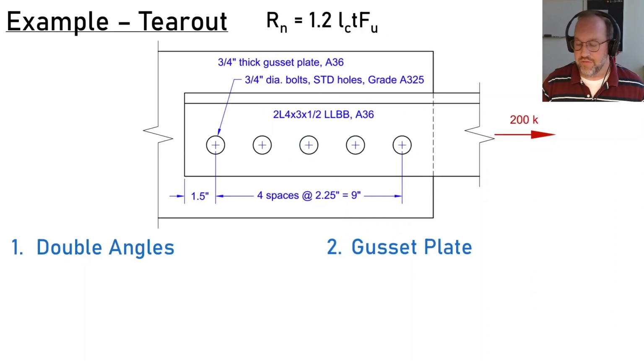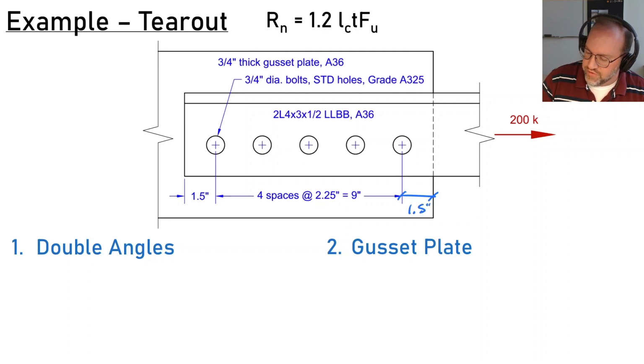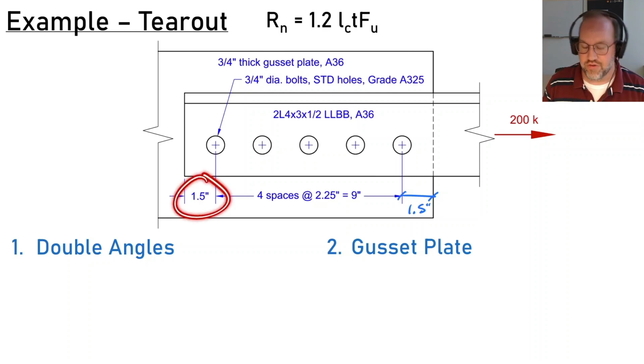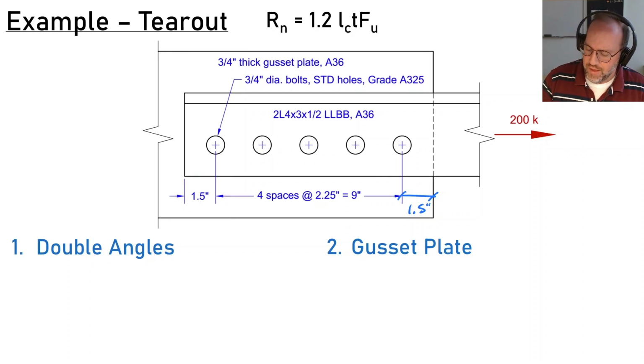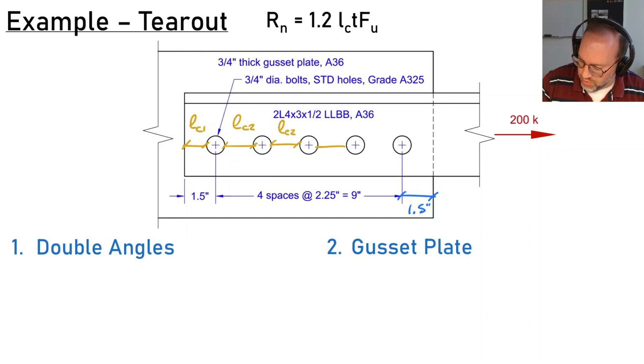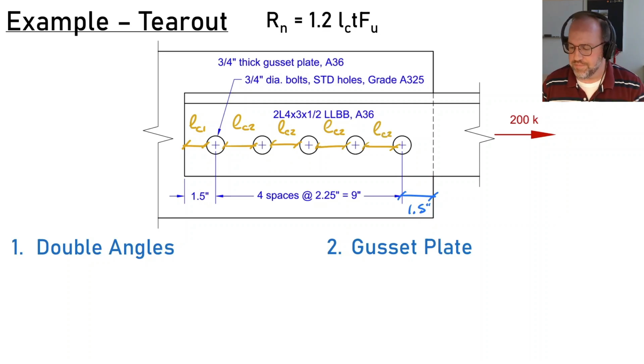And tear out's going to be different, obviously, for the double angle or the gusset plate. And I did miss out on one dimension here, but let's just say that this is 1.5 inches so that I have a similar sort of symmetric connection on both sides here. I'm going to focus first on the double angle so that we can figure out what distances we need. So for the double angle, this distance right here, let's call that LC1. And then this distance here is going to be LC2. And we can tell that that similar distance is LC2 for all these other bolt-to-bolt clear distances.